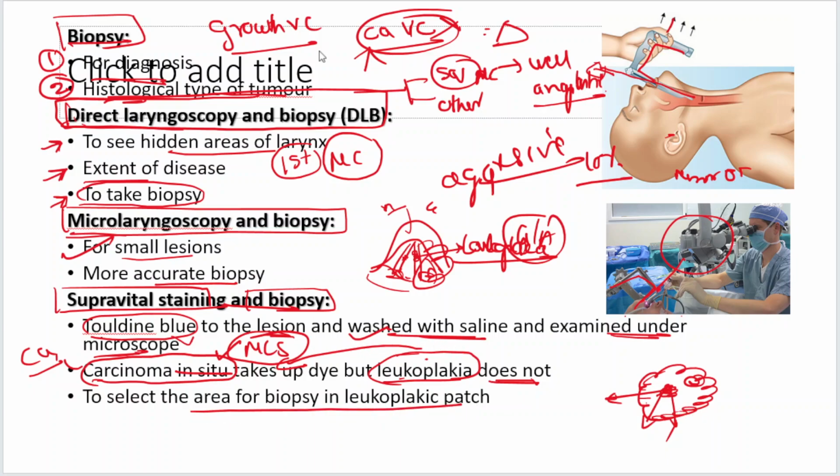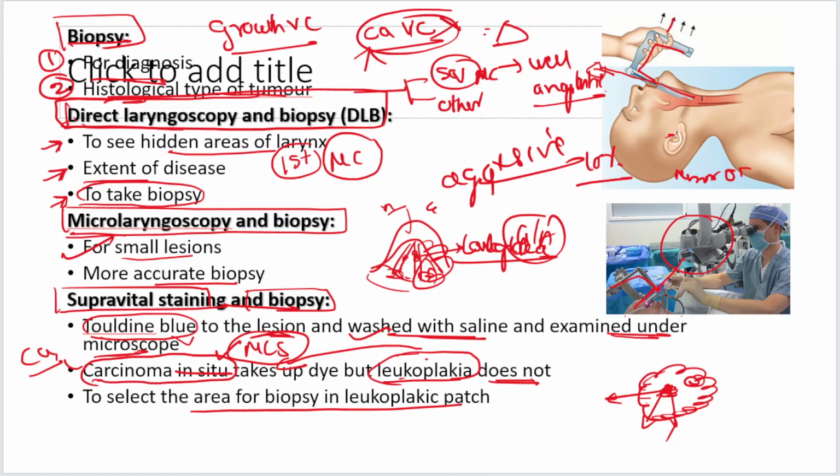So the three types of biopsy: direct laryngoscopy and biopsy, most commonly done. Next one is microlaryngoscopy and biopsy, where when there are very small lesions, when you want to differentiate between a leukoplakia and carcinoma in situ, when you want to take a more accurate biopsy, you can go for microlaryngoscopy. Supravital staining with toluidine blue is also used when you want to differentiate carcinoma in situ from leukoplakia.